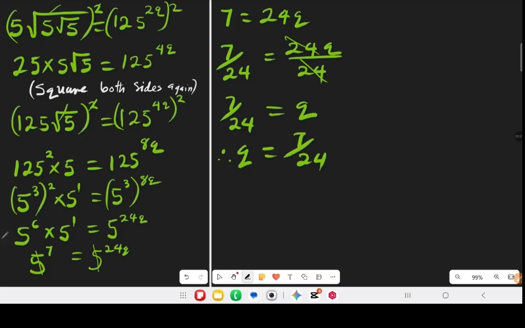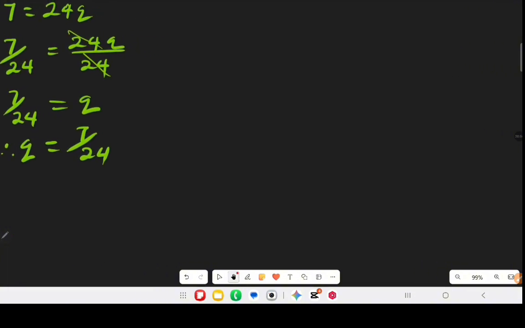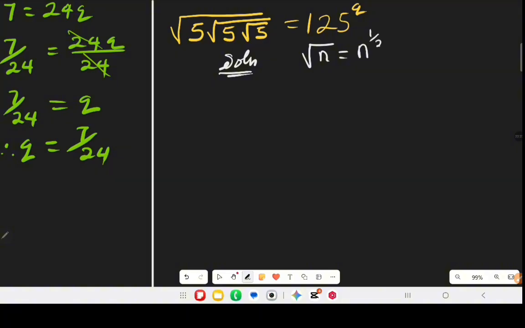Now, I want to use another approach. Let's see how it works. Now, if we have root of 5 root of 5 root of 5 equal to 125 raised to the power of q. Now we say solution. If we change root to power, we are going to have root of n is equal to n raised to the power of 1 over 2.